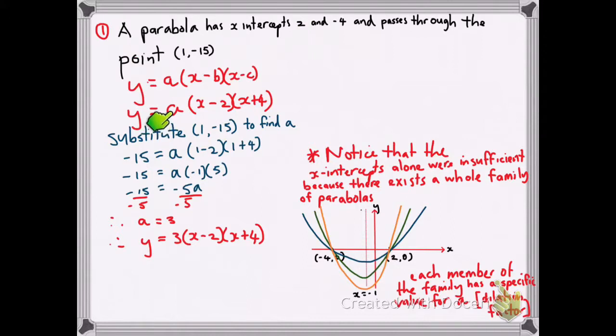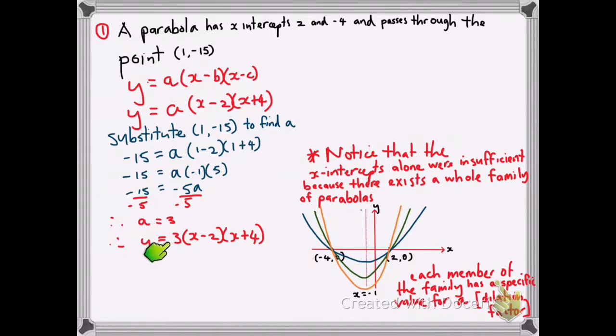The thing is, we don't know the value of a. It may be 1, but it might be something else. So what we'll do is substitute in the other point, remembering that x is 1 and y is -15. And so we have -15 equals a(1 minus 2)(1 plus 4). We've just replaced x with 1. We work those brackets out first before multiplying, and so we end up with -15 equals -5 times a, and by dividing both sides by -5, we quickly come up with a equals 3.